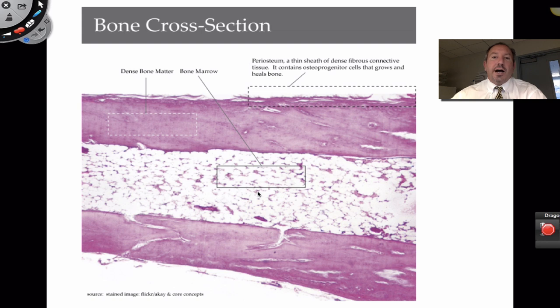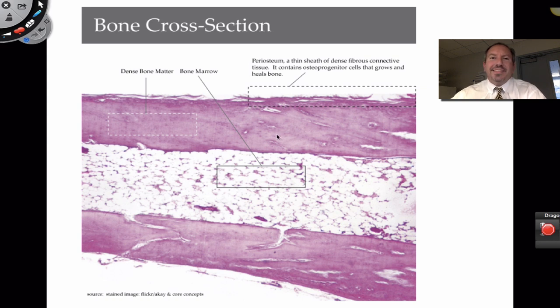Here's a cool micrograph, a light microscope photograph of the diaphysis of the bone. And here you see on the sides are compact bone, and here's the medullary cavity inside. You can see the yellow marrow looks like adipose tissue, and it is. Up here is the outer coating or periosteum.